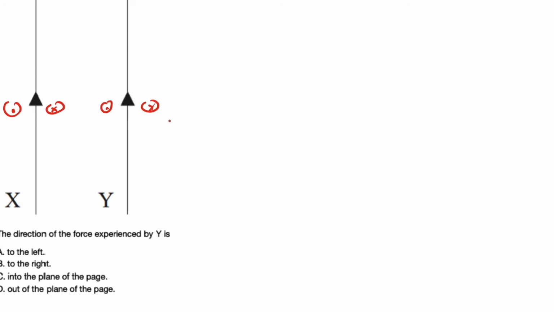To know this, just point your thumb upward in the direction of the current, and then curl your forefinger, right? You will find out that your forefinger will point out of the page here into the page here. So another way of remembering this is upward current always has a magnetic field in counterclockwise direction.